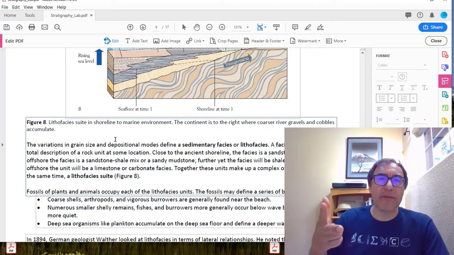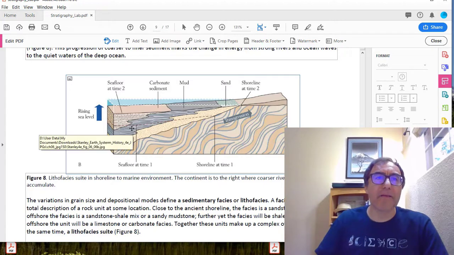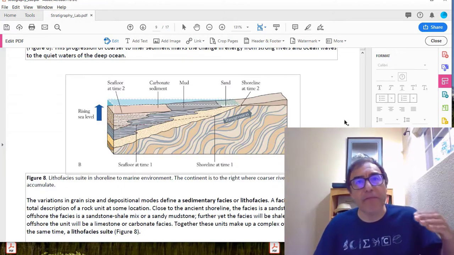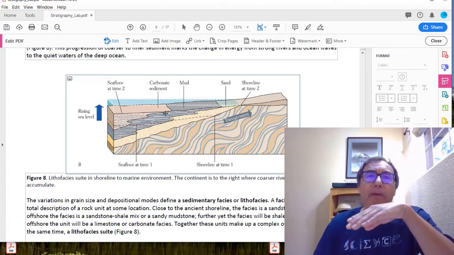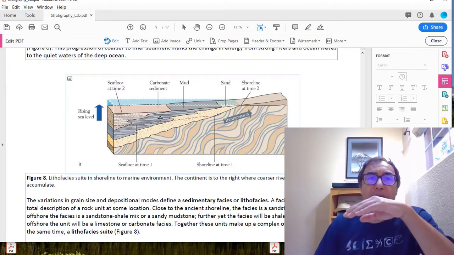So a transgression would show, in this model, sea level at time 1 here. You'll have sandstone here at the beach. A little bit offshore, you're seeing the muds that make the shale and the siltstone. And in deeper waters, you're seeing the carbonate sediment forming the limestones. But as sea level rises, up here we're at sea level 2, shoreline 2, note the sandstone facies has moved up onto land, and now the shale facies is depositing on top of that sandstone, and the limestone facies, the deeper water facies, is now depositing on top of that shale.